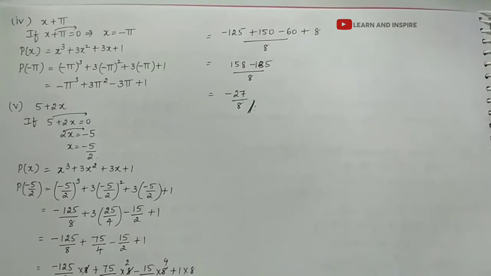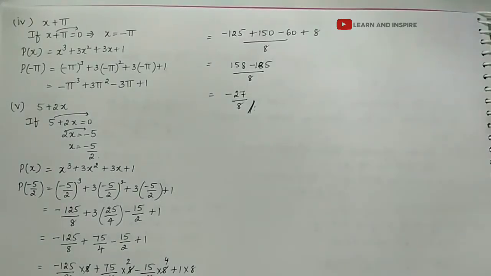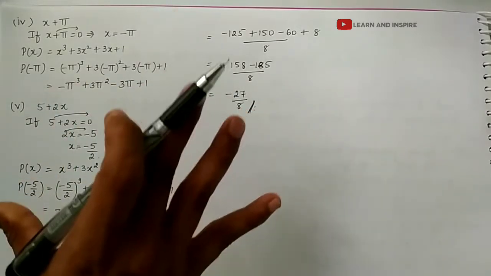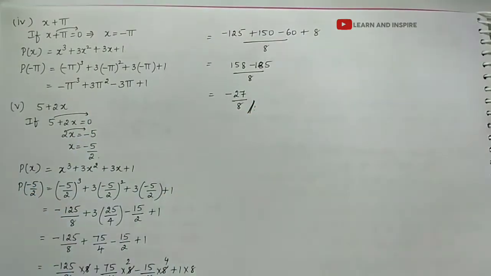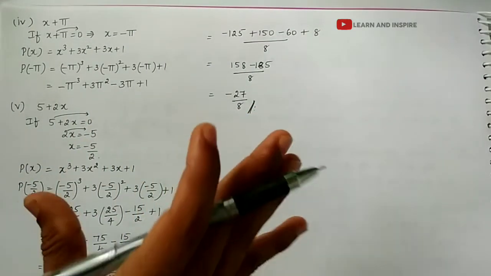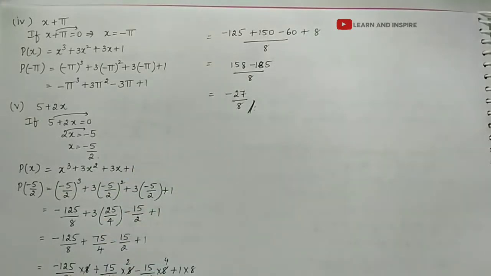So what is the remainder? Minus 27 by 8 is the remainder when we substitute x equals minus 5 by 2. So these are the problems from the first question. Hope you might have understood this. Now let's move on to the second one.